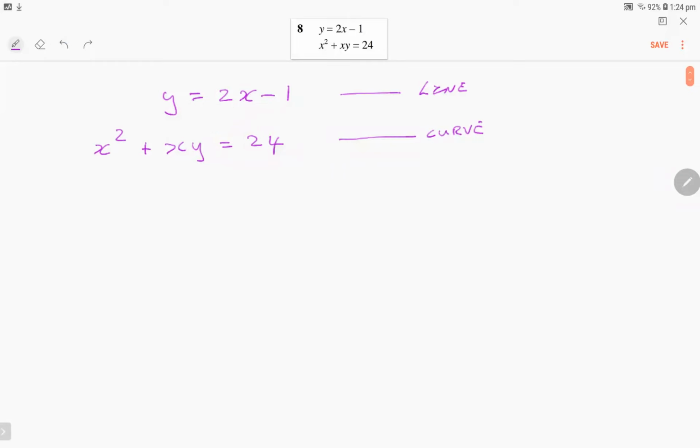All right, so ready. We're gonna substitute the line into the curve for the y value. We're substituting for the y value on the curve. And the line is saying y equals 2x minus 1. And so the curve then becomes x squared plus x, where the y is, I'm putting 2x minus 1 for the y, and this is now equal to 24.